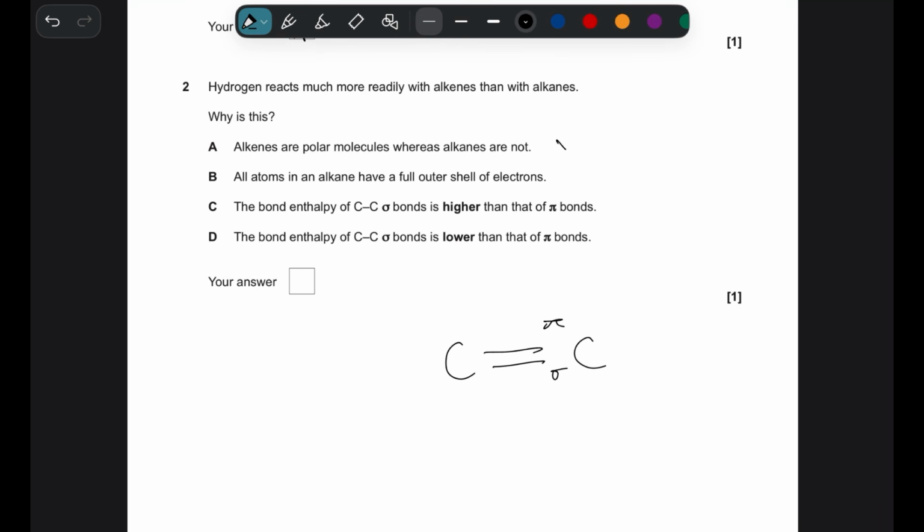And you can see here, alkenes aren't polar molecules for one. The carbons have similar electronegativities. And then atoms in an alkane have a full outer shell. Alkenes have a full outer shell as well. So bond enthalpy is higher. Yes, so sigma bond is higher than the pi bond, so we're going to go with C. And this is not true. Sigma bond is not lower than the pi bond.